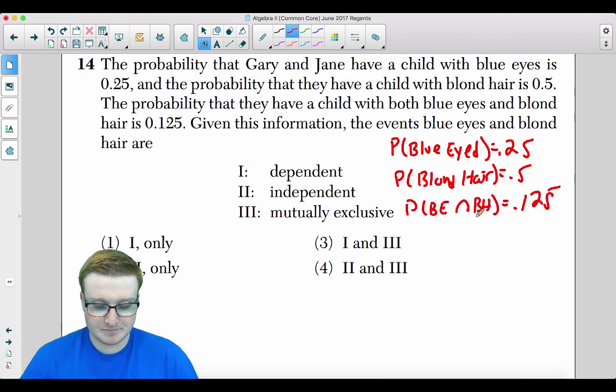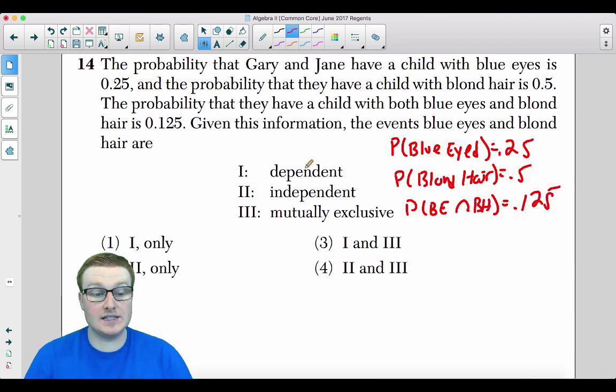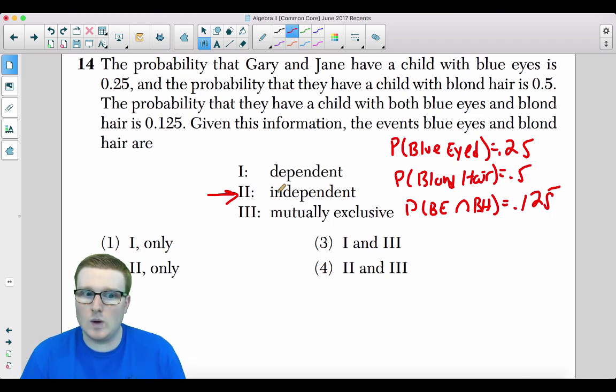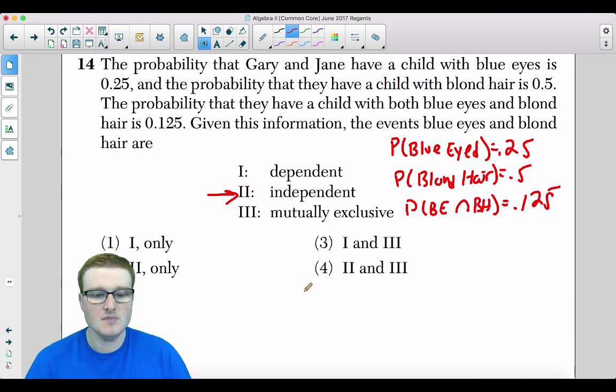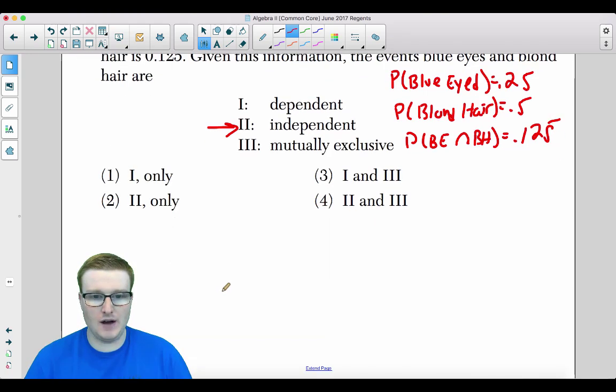So what we're going to do is see if it's dependent, independent, or mutually exclusive. We will do the test for independence, because if we do the test for independence, it also determines dependence as well, okay? Because if the events are not independent, then they have to be dependent. So here's the thing. The test for independence is the following, okay? Let's use the test for independence.